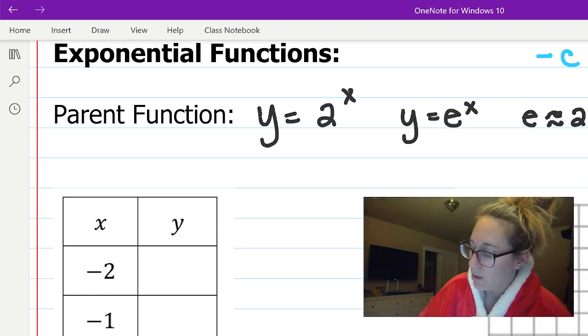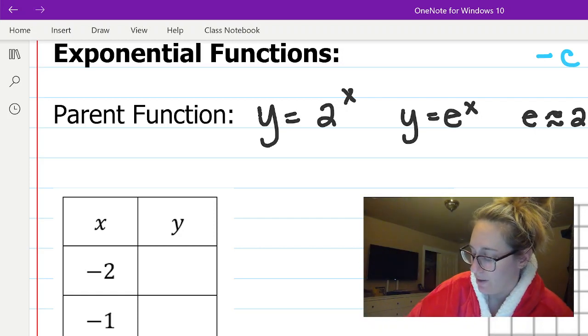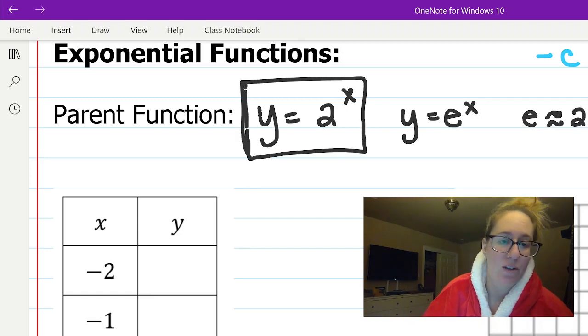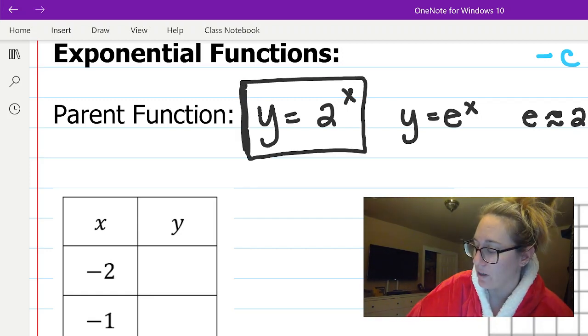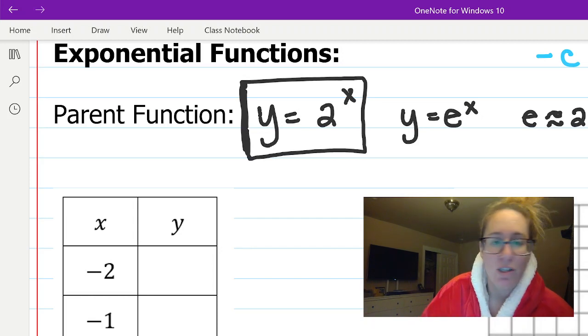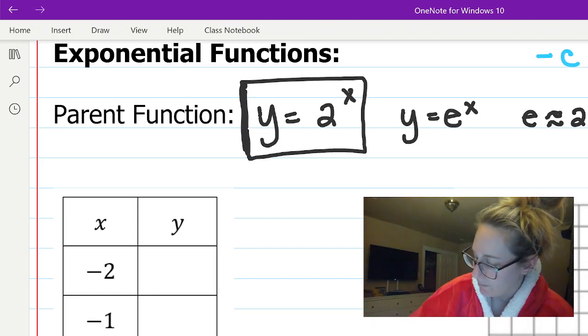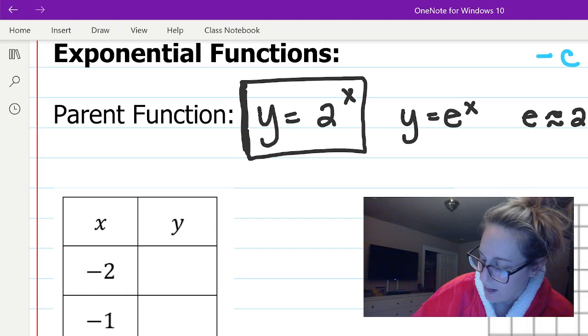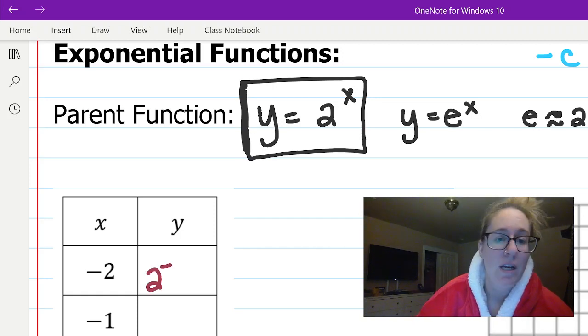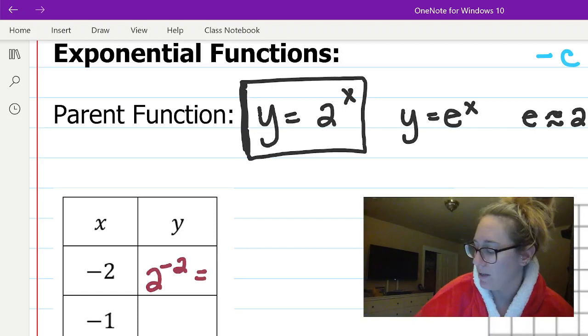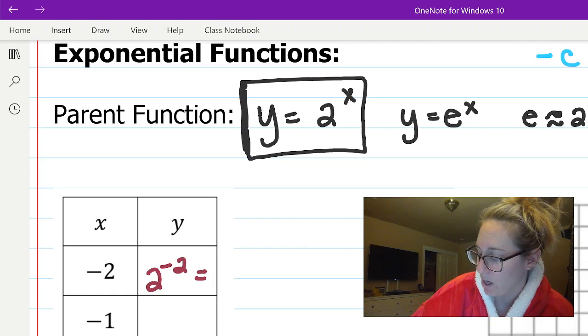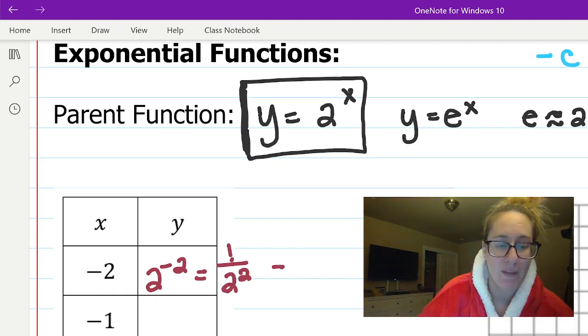But what we're going to use for this one is just 2 to the x, because we know how to do these calculations a little bit better by hand. So that's what we're going to use as our function for this example. We just want to fill out this xy table. If x is -2, we have 2 to the power of -2. Just as a reminder, negative exponents are your reciprocal. This is really 1 over 2 to the positive 2, which is 1/4.